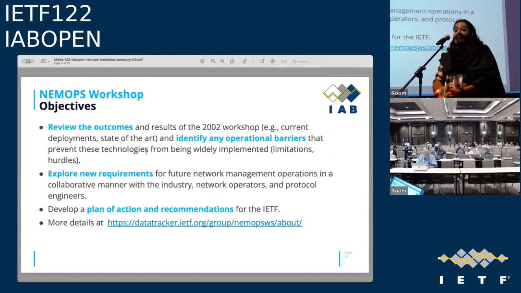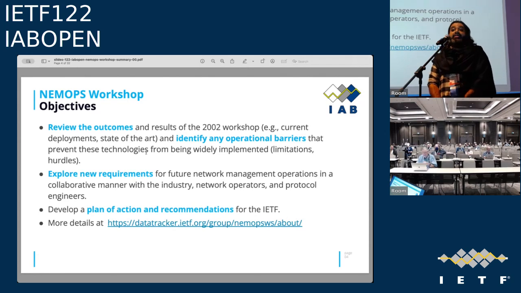This was our objective. The main objective was to look back at the previous workshop, identify what the new operational barriers are, explore new requirements, and from the workshop point of view, come up with a plan of action and recommendations that we can share with the community, which is what we are doing right now. All our material is available on Data Tracker: the position papers, the slides, the recordings of the workshop. So please go and review them in more detail there. Next slide.